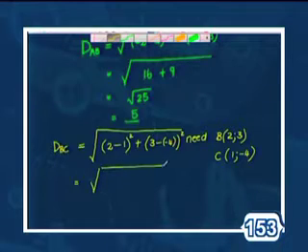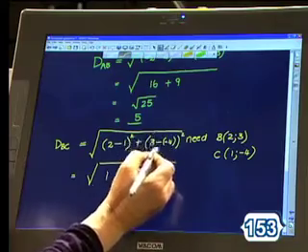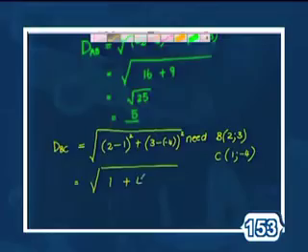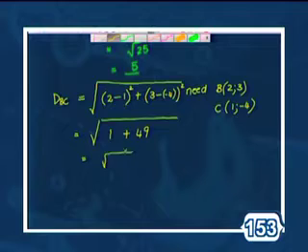Right, so reckoning that, we're going to get 2 subtract 1, which is 1 squared, which is 1. And now just be cautious, we've got 3 subtract negative 4. Of course, that is 7. 7 squared is 49. And of course, that is going to land up being the square root of 50.